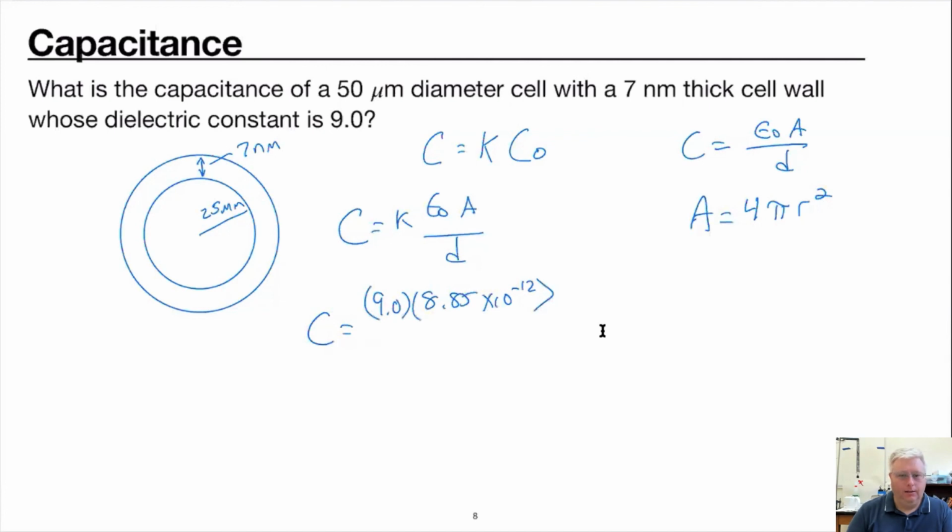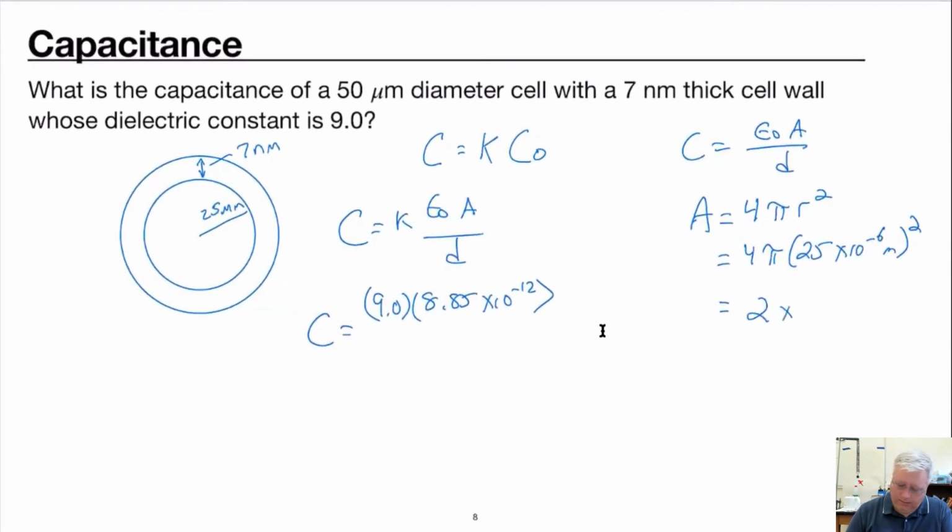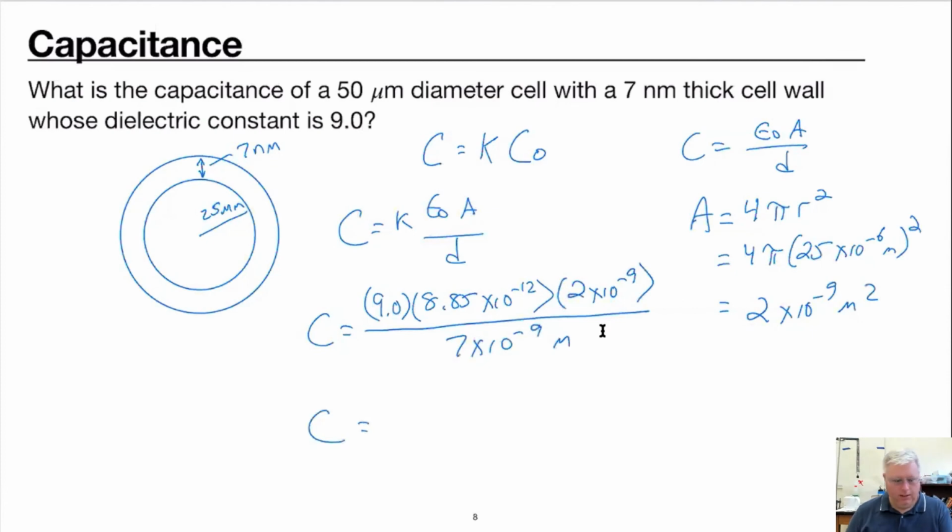Then the area is 4 pi r squared, so 4 pi times the radius, 25 times 10 to the minus 6 meters, squared. And so the area is 2 times 10 to the minus 9 square meters. And the distance between the plates is the cell wall thickness, so the 7 nanometers, or 7 times 10 to the minus 9 meters. When I did that, hopefully you get the same thing. Oh, I didn't do it, so we'll do it together.